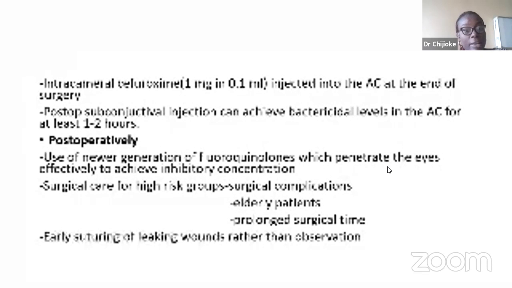Post-operative subconjunctival injection can achieve bactericidal levels in the anterior chamber for at least 1 to 2 hours. Then post-operatively, we have use of newer generation fluoroquinolones, which can penetrate the eye effectively to achieve minimal inhibitory concentrations. Surgical care for high-risk group patients, patients with surgical complication, elderly patients, and patients who had a prolonged surgical time. Early suturing of leaking wounds rather than observation.